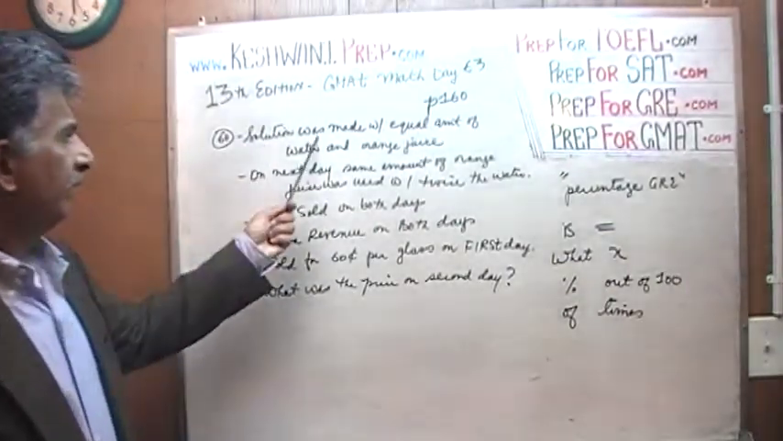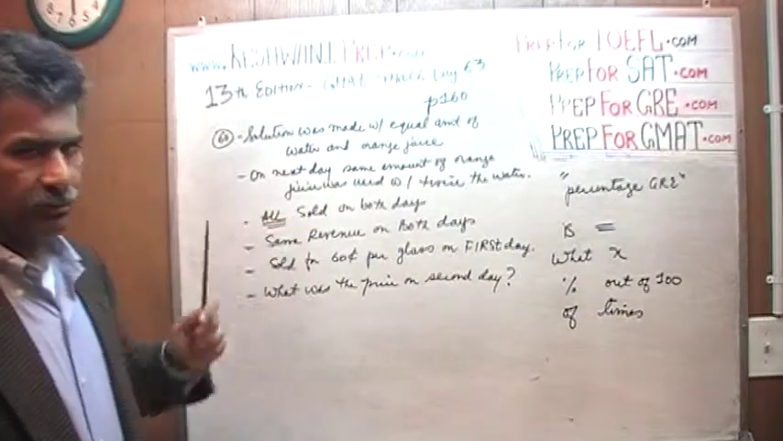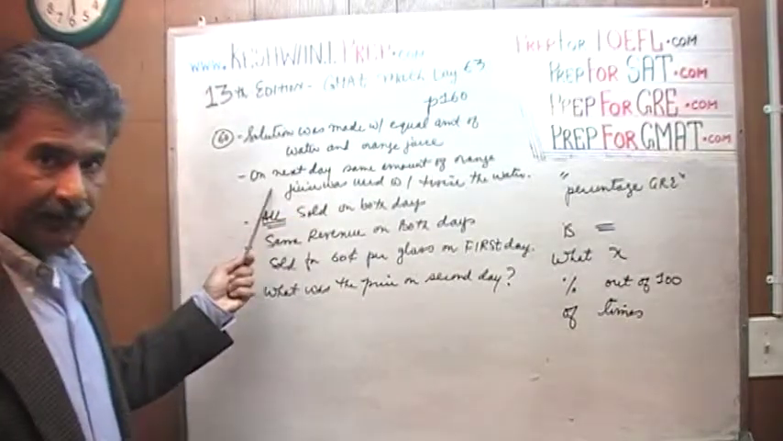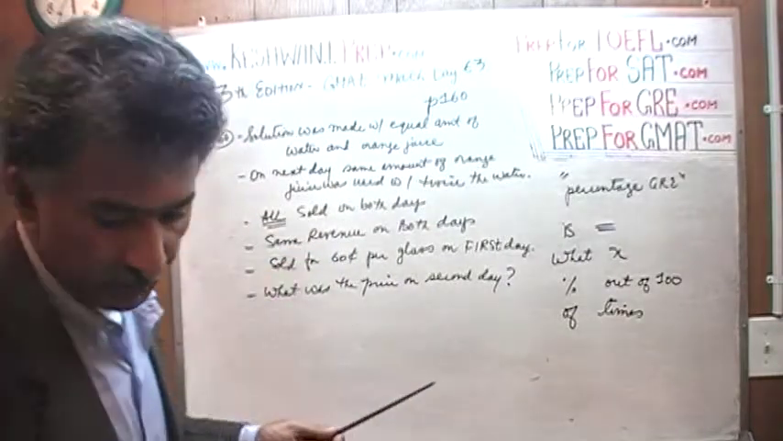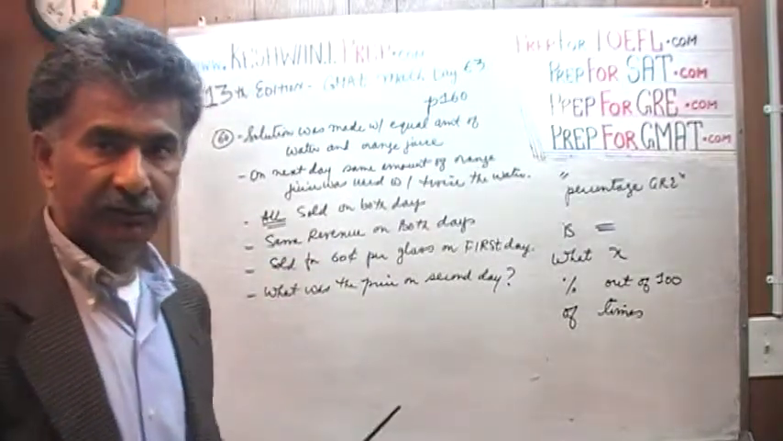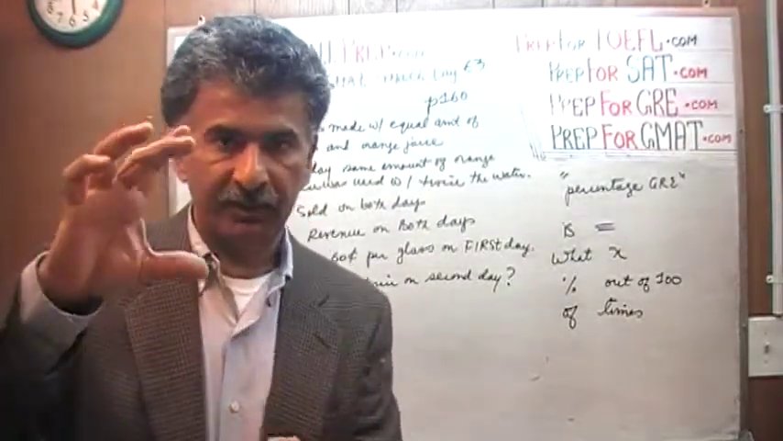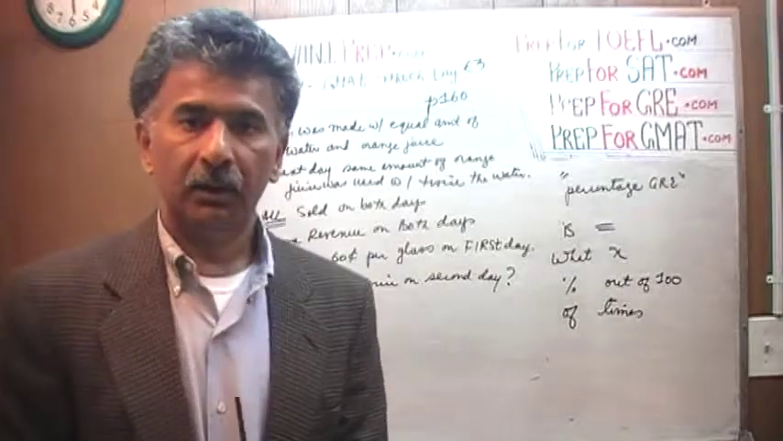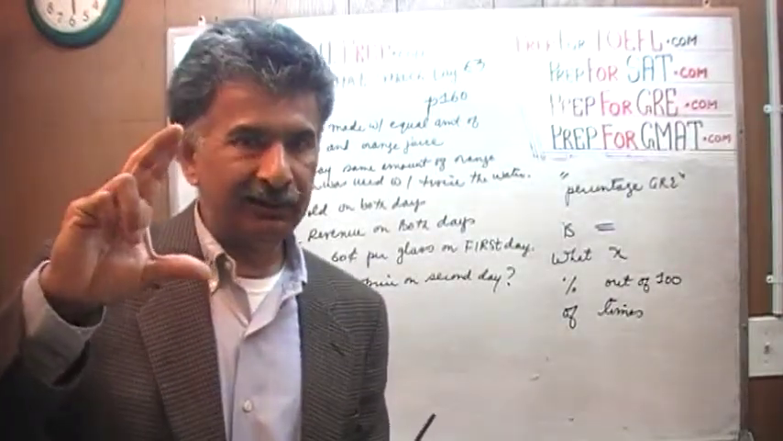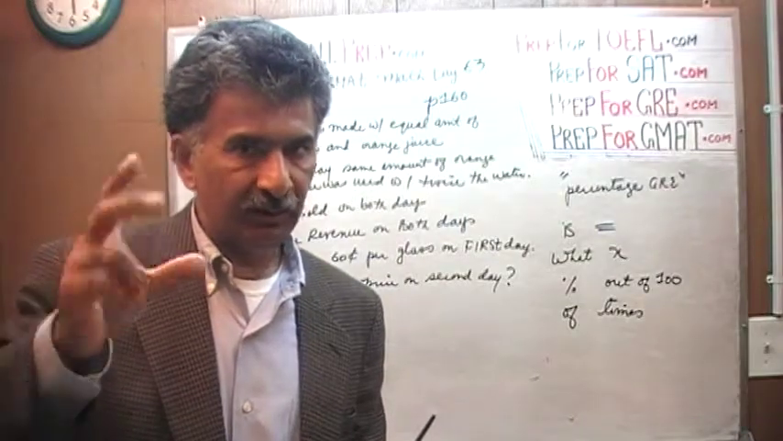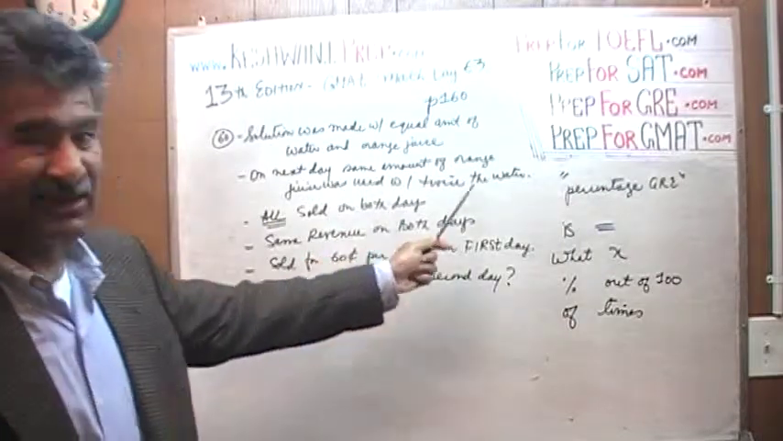So a solution was made, we are told, with equal amounts of water and orange juice. On the next day, the same amount of orange juice was used. Let's say they had 1 can of orange juice, and on the first day, they pour 1 can of orange juice in the jar, and they fill up the same can with water and put it in there and mix it all up. On the next day, they had the same can of orange juice, they put it in there, and then they fill the same can up twice with water and put it in the jar. So on the next day, the same amount of orange juice was used with twice the water.